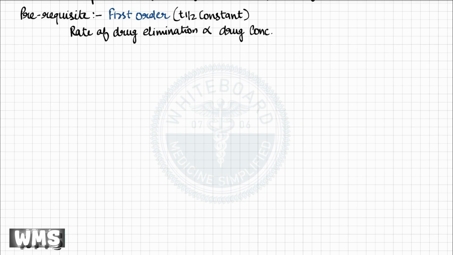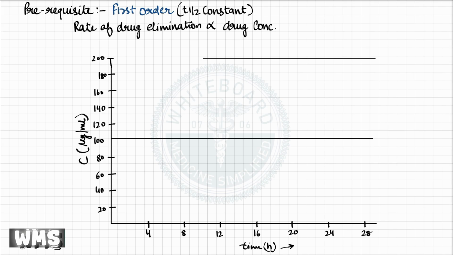Now, let us understand this concept clearly by using a graph. On the x-axis, we plot time in hours, and on the y-axis, we plot plasma drug concentration, which simply tells us how much drug is present in the blood at any given moment. Step by step, suppose we give the first dose of 100 micrograms per milliliter. Immediately after administration, the plasma concentration becomes 100.